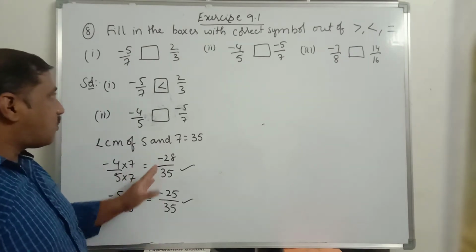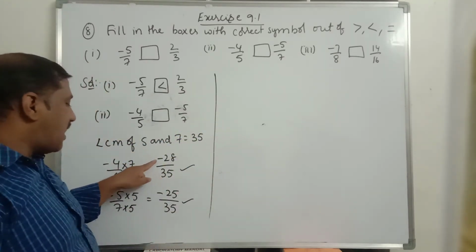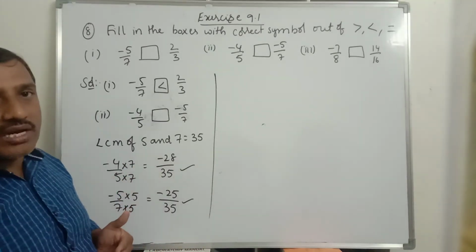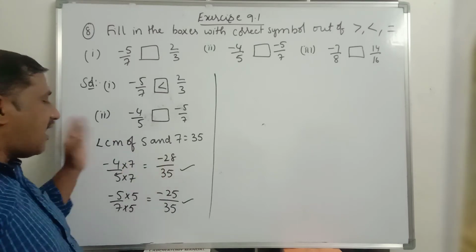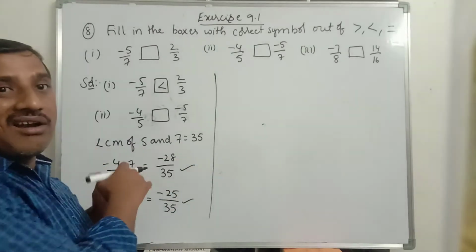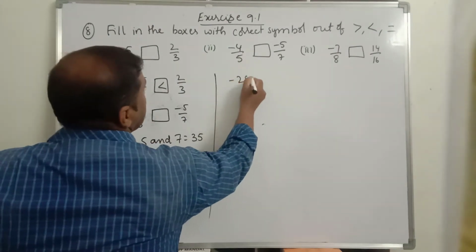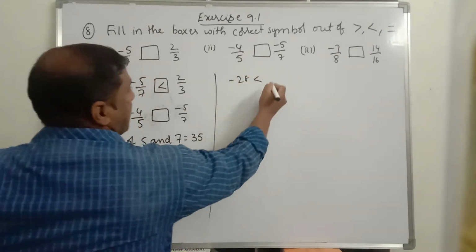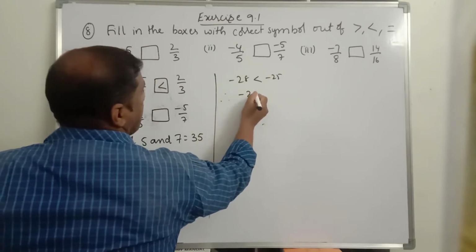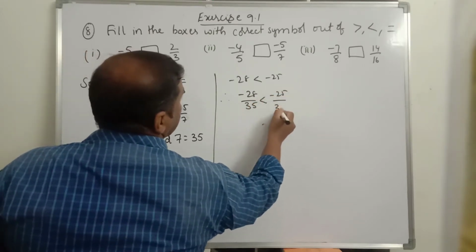Now we compare the numerators, minus 28 and minus 25. Which is smaller and which is greater? Minus 28 is on the left side of minus 25 on the number line. Therefore, the left side numbers are less than the right side numbers. So minus 28 is less than minus 25. Therefore, minus 28 by 35 is less than minus 25 by 35.